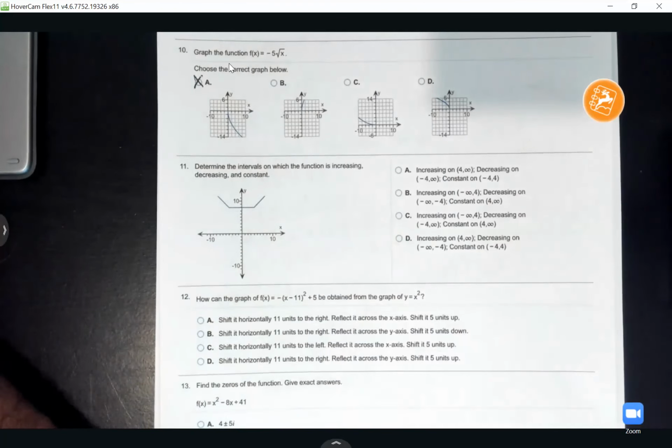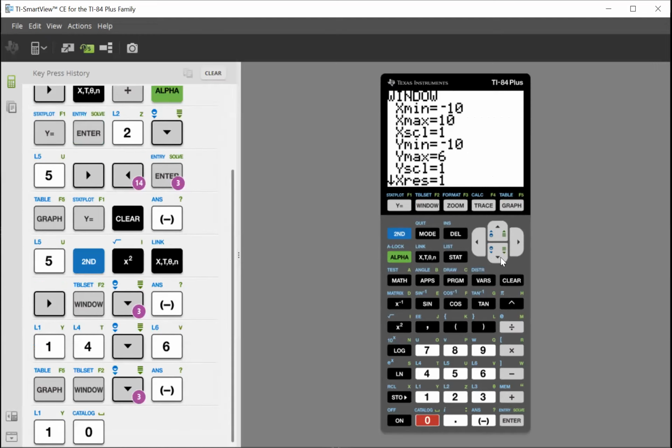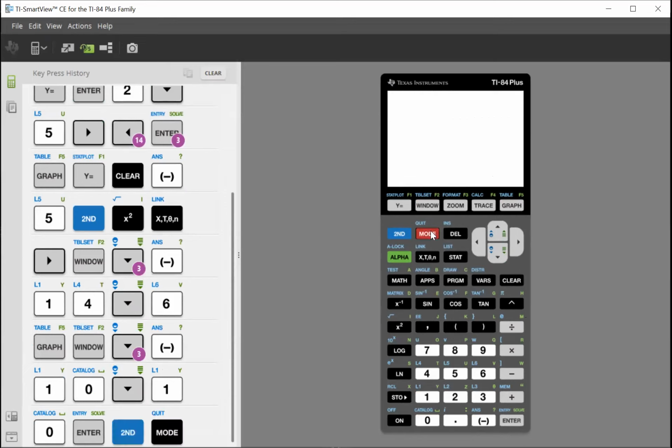Now, here's the thing. Let me go back to the calculator. And I'm going to hit that window. If you wanted to go back to 10 by 10, just come down here, put that back on negative 10 for the y minimum. Arrow down, put your y max back to a positive 10. And then I'm just going to quit the screen. All righty, so I need to go back to the paper here.